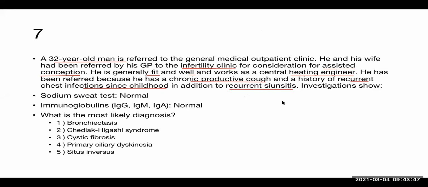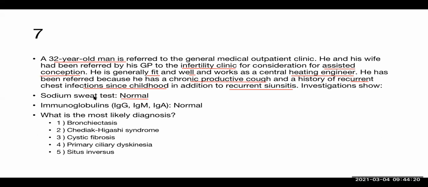Now, investigations show these things. Sodium sweat test is normal. Now, let me ask you, in which case do we do the sweat chloride test? Cystic fibrosis. Very good. Excellent. So it is normal. So what does that mean? Is there a possibility of cystic fibrosis in this case? No, sir. Exactly, no. Cystic fibrosis has been ruled out by this investigation.